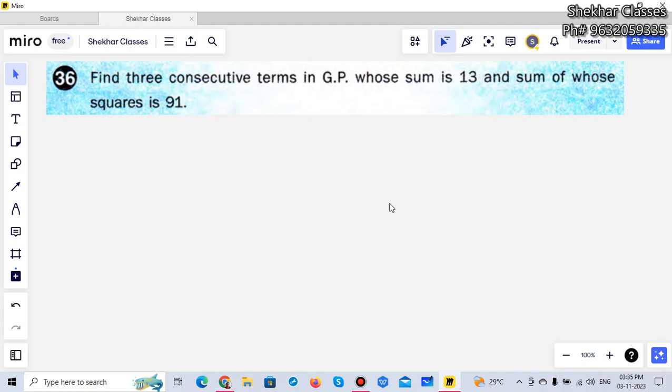Find three consecutive terms of a GP whose sum is 13 and the sum of whose squares is 91. So we will have to imagine or assume some three terms of GP. Let the first term be A. The second term would be AR, and the third term will be AR square. Three terms are there. The sum of these is 13.